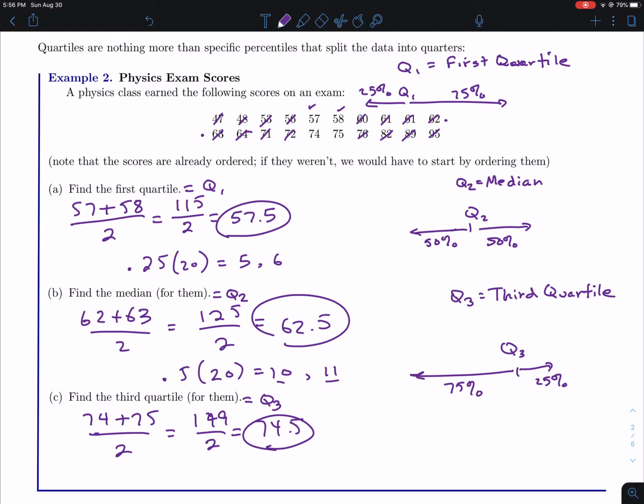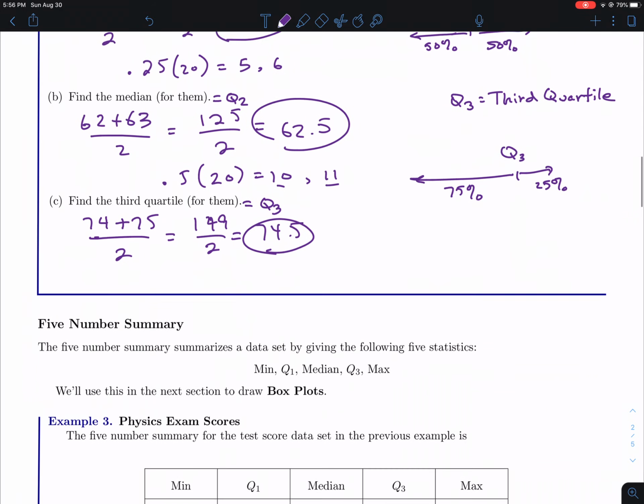And again, it's up to you. If you like using the percentile method to find these guys, that's perfectly fine. If you'd much rather use the scratch-off method, that totally works too. Again, the main thing you have to remember with the scratch-off method is you want to make sure that your data is actually lined up from lowest to highest. If it isn't, then that's not going to work in that case.